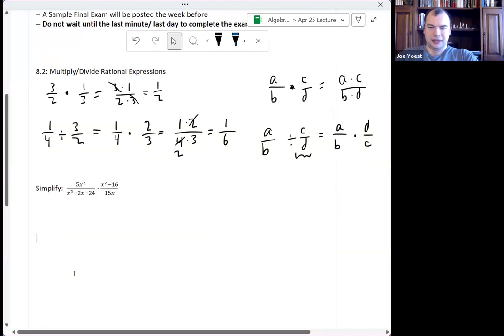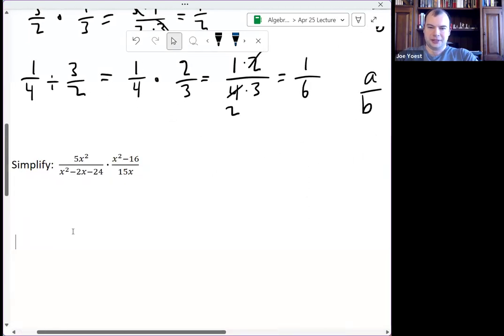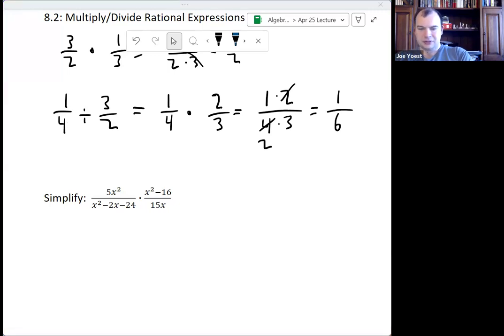Okay, so how does this change? Let me zoom in here a little bit because these rational expressions can start to have a pretty small font when we have exponents like the x squared here, and when we're dividing, so we're trying to squeeze two of them on a line. Sometimes the font can get a little small, so if you have trouble seeing any of these, just let me know, but I'll try to remember to zoom in when needed.